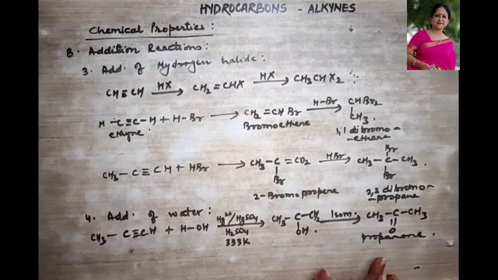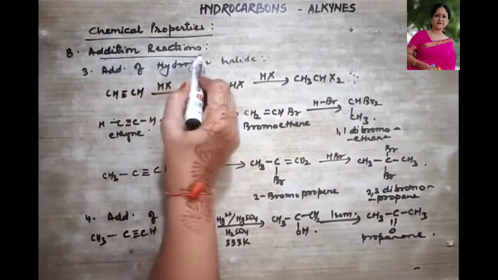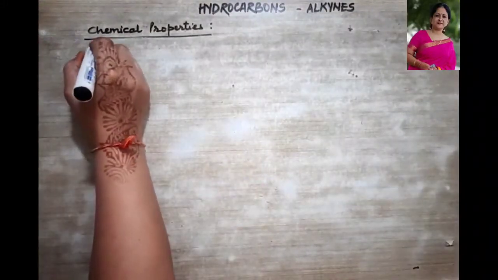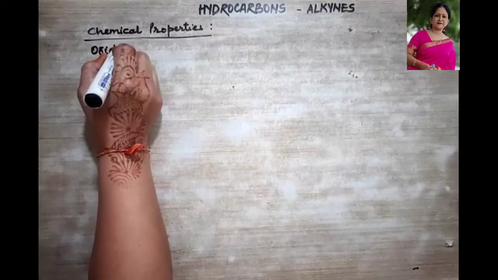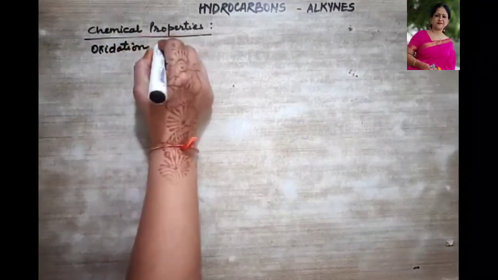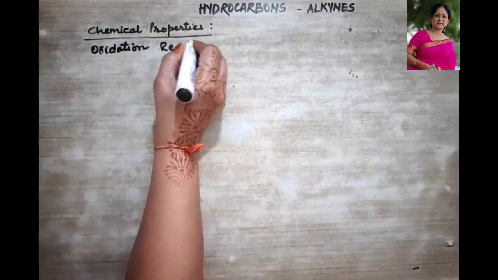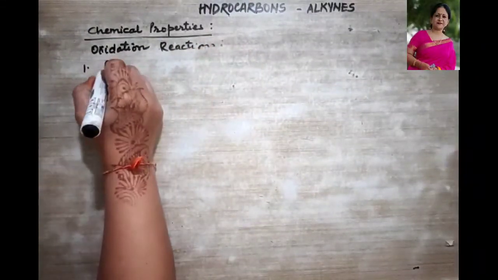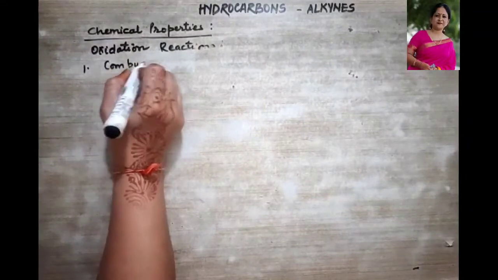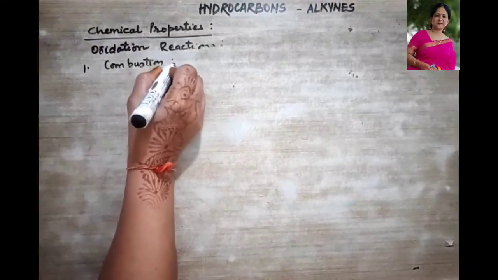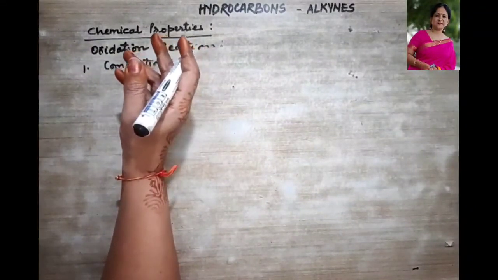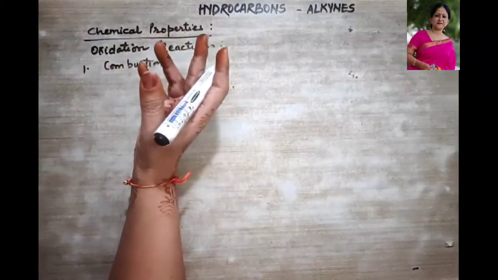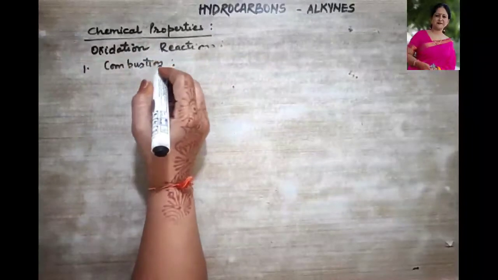Propanone is formed. So these were your addition reactions. Clear? Now let's talk about oxidation reactions. First, you already must be knowing about combustion. Over here, acetylene burns with a blue flame, and that is used in gas welding, isn't it? You have already done this before.